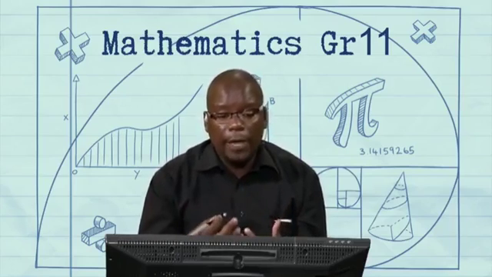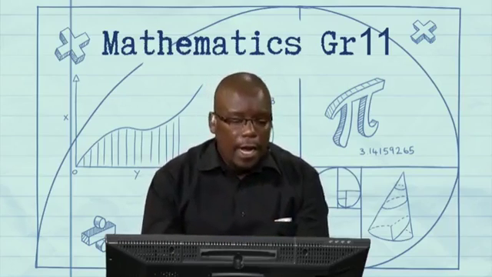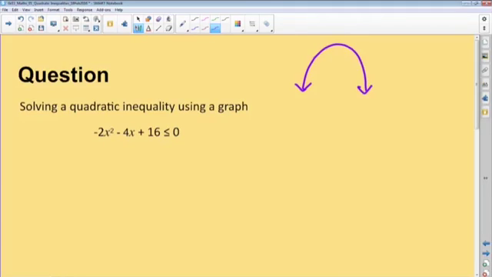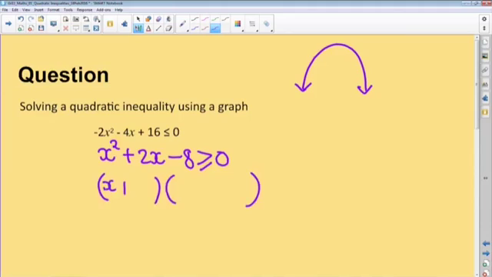But how are you going to have this to be a positive graph? You can divide by -2 throughout. If you divide by -2 throughout, you'll get x squared plus 2x minus 8. Now, what did you say when we multiply or divide by a negative? The inequality sign changes. So it's now greater than or equal to naught. Okay? Then from there, you factorize. You get (x plus 4)(x minus 2) is greater than or equal to 0.